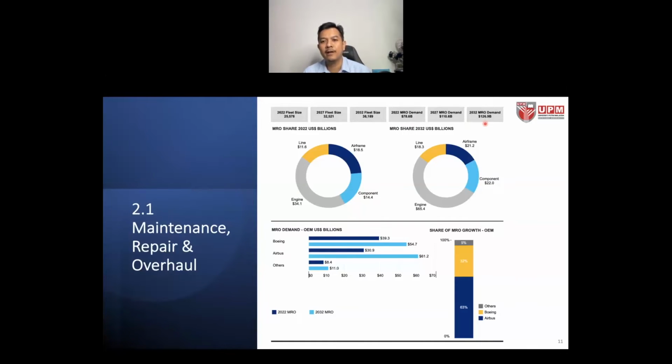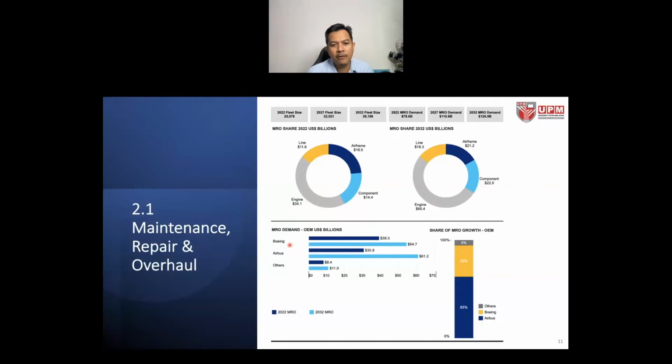And if we look at the MRO demand, 78.6 billion up to 126.9 billion. You can see here by 2032, the engine MRO goes from 34.1 billion to 65.4 billion. It is very lucrative. So any country that can provide the whole MRO for engine will be getting a lot of revenue, compared to line maintenance, which is not that much. Airframe maintenance is still around the same, not growing significantly, right? However, component reaches 22 billion. And we can see here that the engine MRO has already doubled in terms of the net value of the market share.